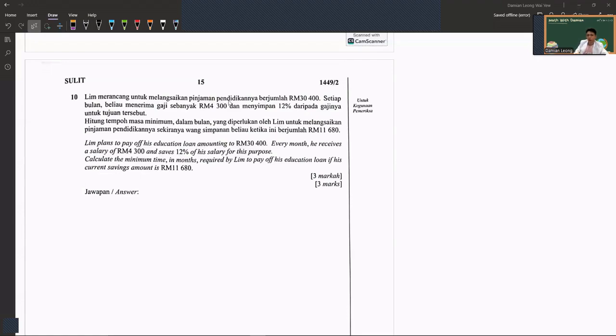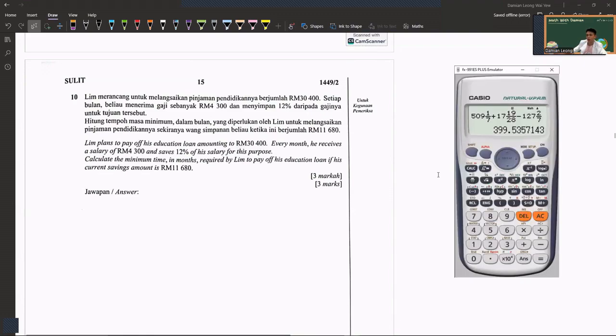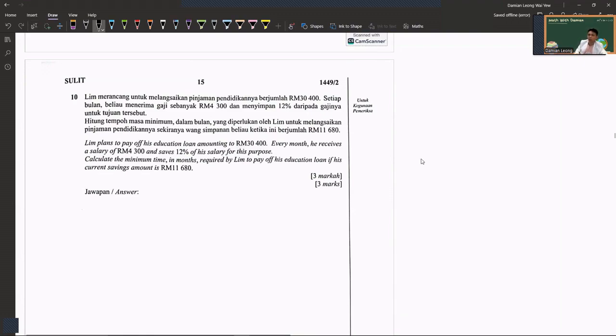Lim plans to pay off his education loan amounting to 30,400 ringgit. Every month he receives a salary of 4,300 ringgit and saves 12% of his salary for this purpose. Calculate the minimum time in months required by Lim to pay off his education loan if his current savings amount is 11,680. So let's take 30,400 minus 11,680 first.